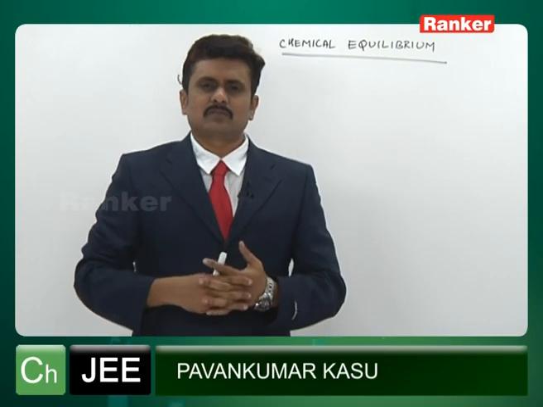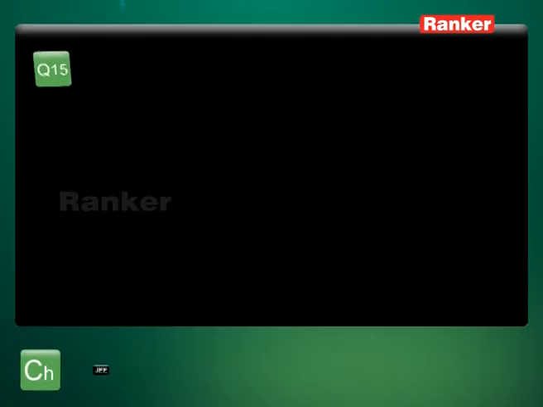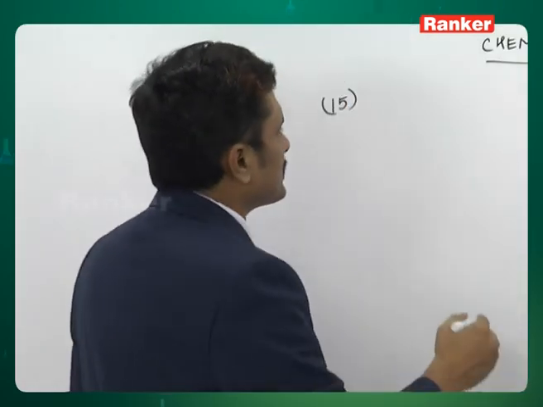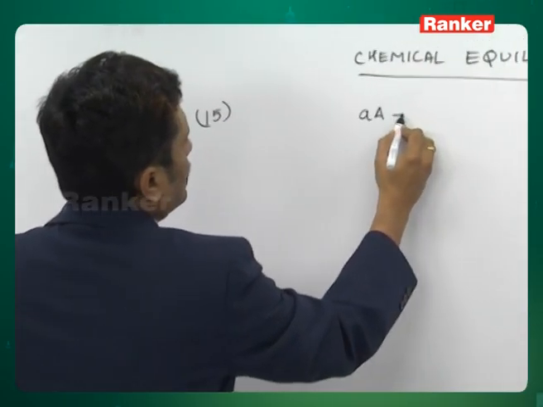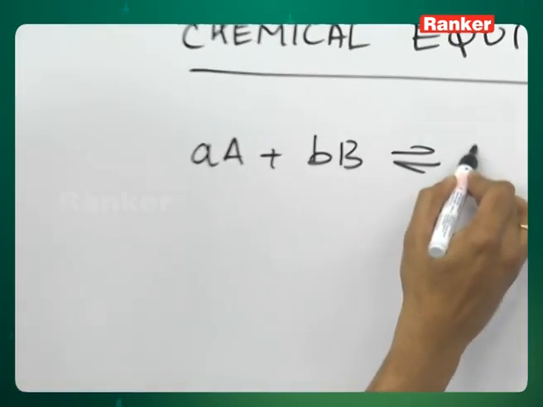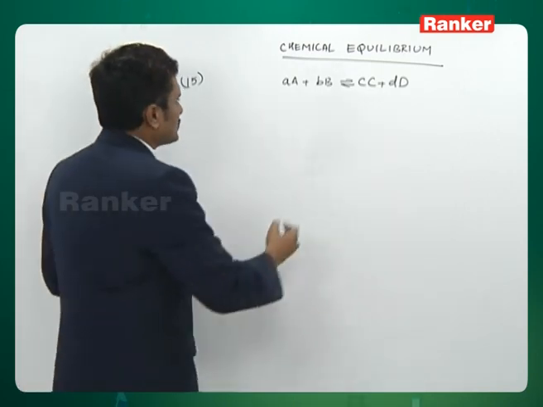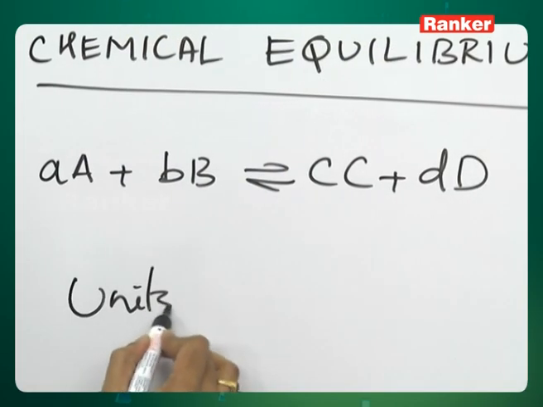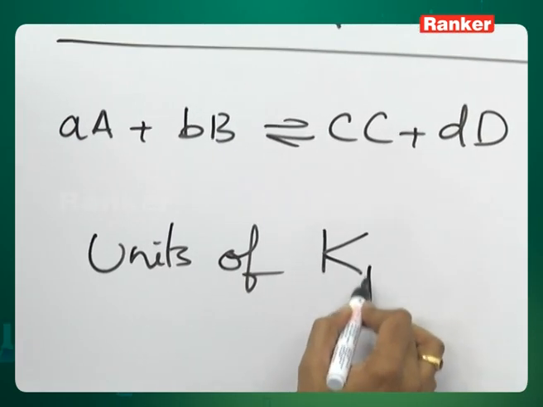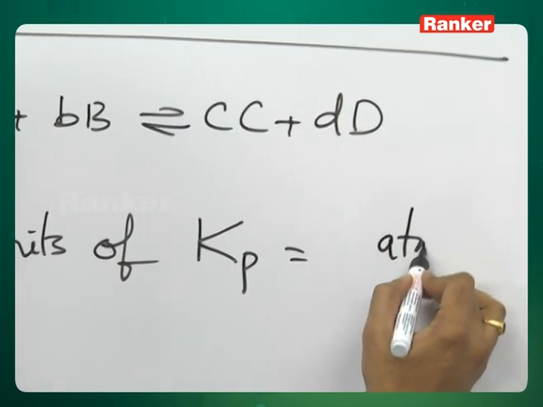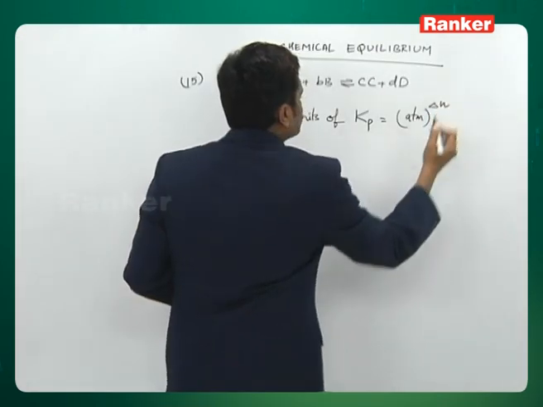For an equilibrium reaction involving gases, the forward reaction is first order while the reverse reaction is second order. Then the units of Kp for the equilibrium are asked. Now you see, if you take any particular reaction where a moles of A is reacting with b moles of B to produce C and D, we know that the units of the equilibrium constant, if it is expressed in terms of the partial pressure, are atmosphere whole power delta n.